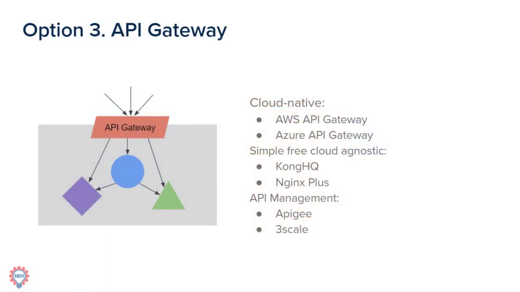The third option to expose your microservices is to use third-party technologies. There are different options you can have there. There are cloud-specific implementations of API gateways available on Azure or AWS cloud. You can have free and simple solutions using Kong HQ or NGINX Plus. Or there are complex and feature-rich API management platforms that will not only provide external interfaces but create websites, documentation, client SDKs, and a lot more.